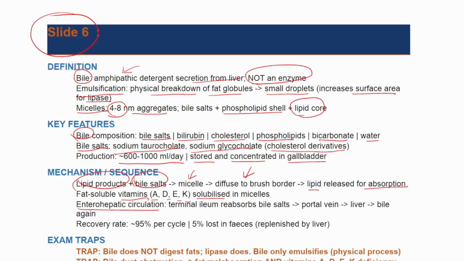The recycling loop relies on a strict anatomical sequence where the terminal ileum reabsorbs bile salts, routing them through the portal vein back to the liver for reuse, and the liver resynthesizes bile. And this entire recycling pathway operates under remarkably precise and efficient conservation parameters. The system maintains a high efficiency 95% recovery rate per digestive cycle, leaving a minor 5% to be lost in feces and replenished by hepatic synthesis.